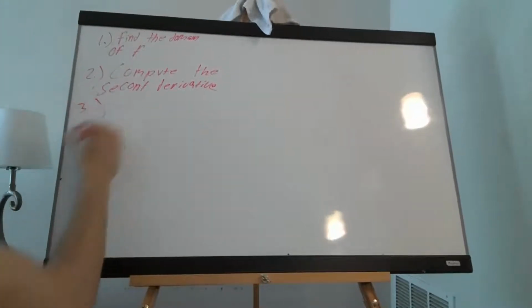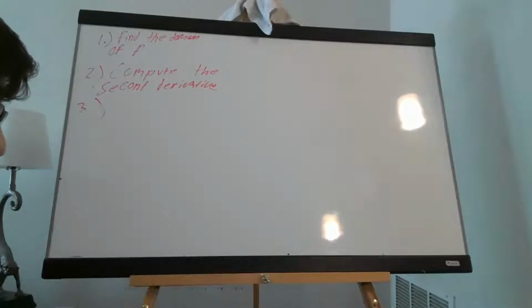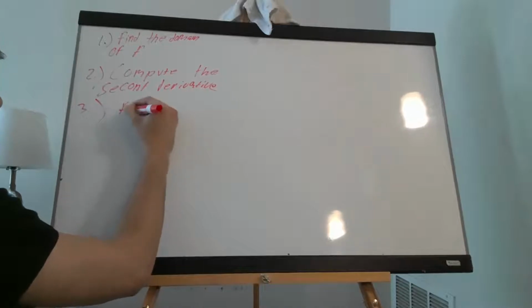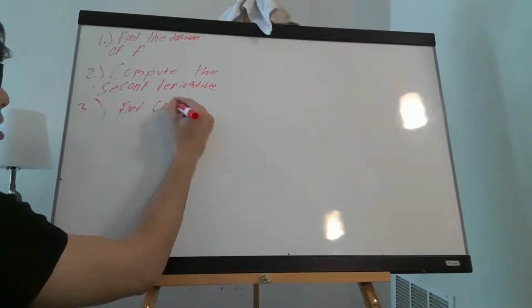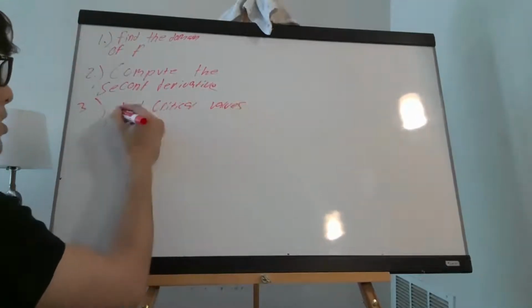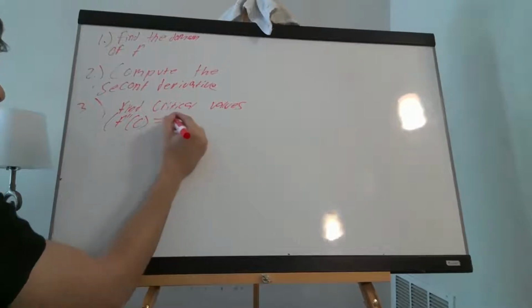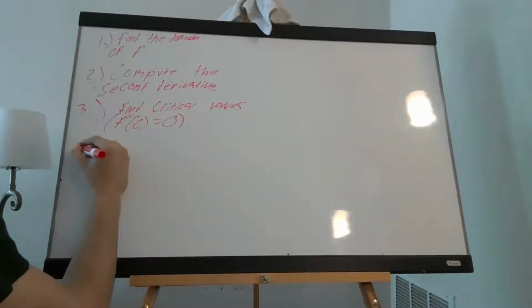All right, let's see what step three is. Step three says find possible points of inflection, and what that means is find all numbers c in the domain of f where f double prime of c is equal to 0. So find critical numbers, critical values, and we'll put in parentheses beneath that f double prime of c equals 0.